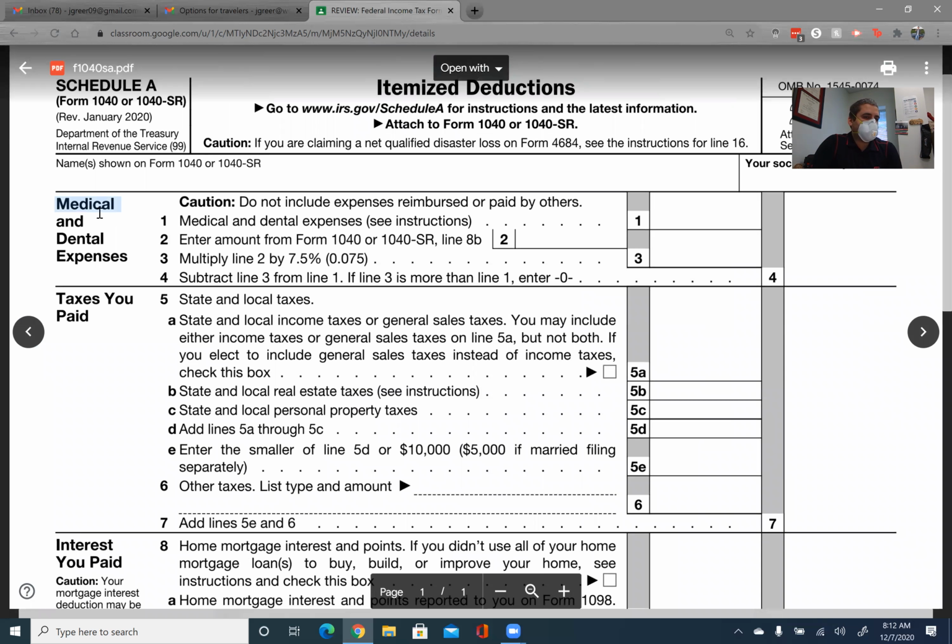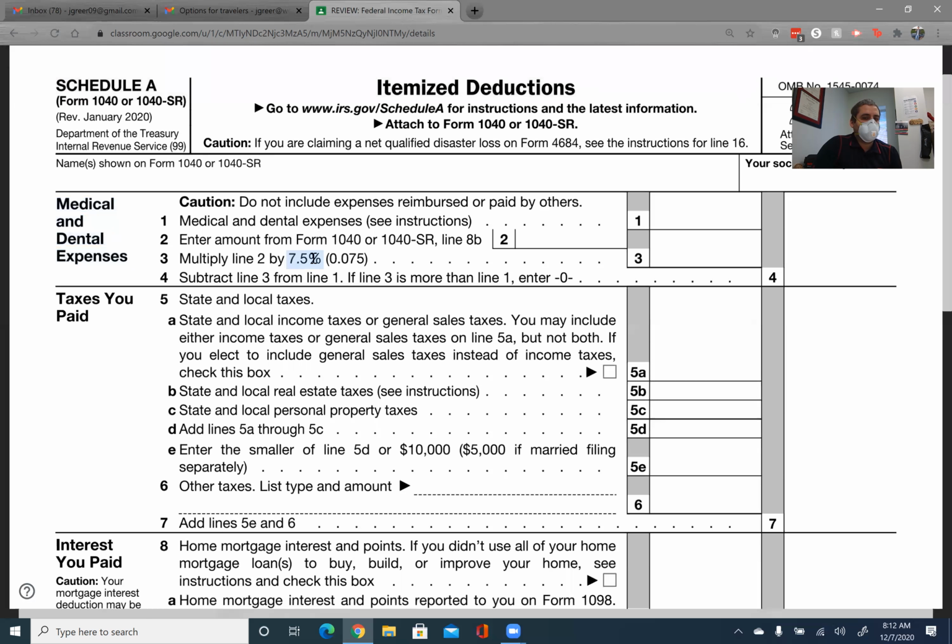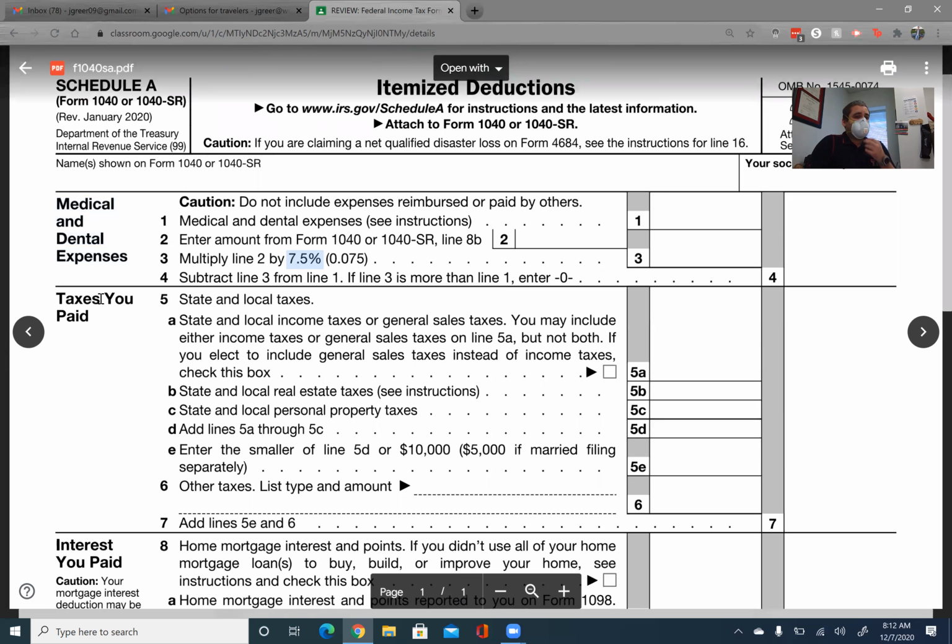So this first section here, medical and dental expenses, we're not going to worry about that. You do get a certain amount that you can deduct if you have excessive medical bills or dental expenses over the year. You get to deduct a portion of that from your taxes, but it has to be over 7.5% of your income. So we're not going to worry about that.